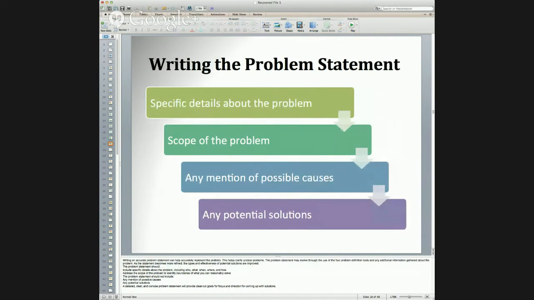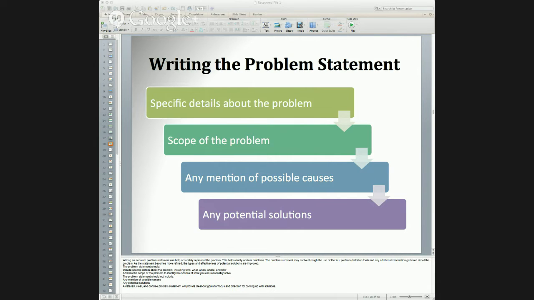Writing the problem statement is an important factor. Writing an accurate problem statement can help accurately represent the problem. This helps clarify unclear problems. The problem statement may evolve through the use of the four problem definition tools and any additional information gathered about the problem. As the statement becomes more refined, the types and effectiveness of potential solutions are improved.